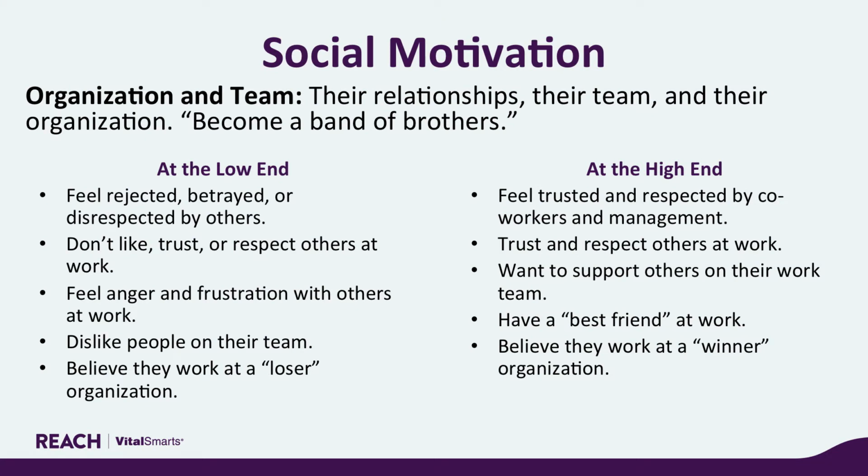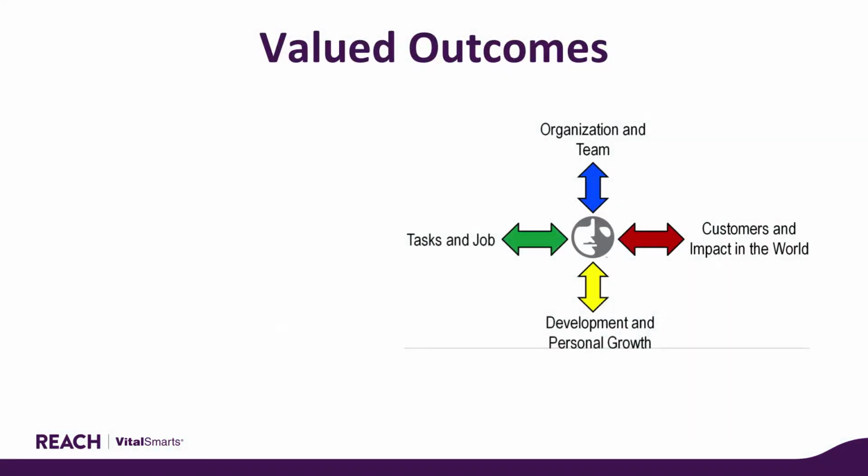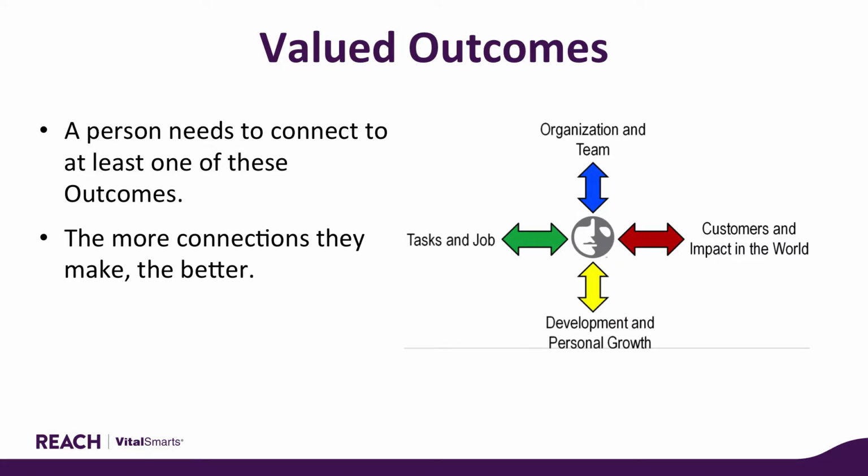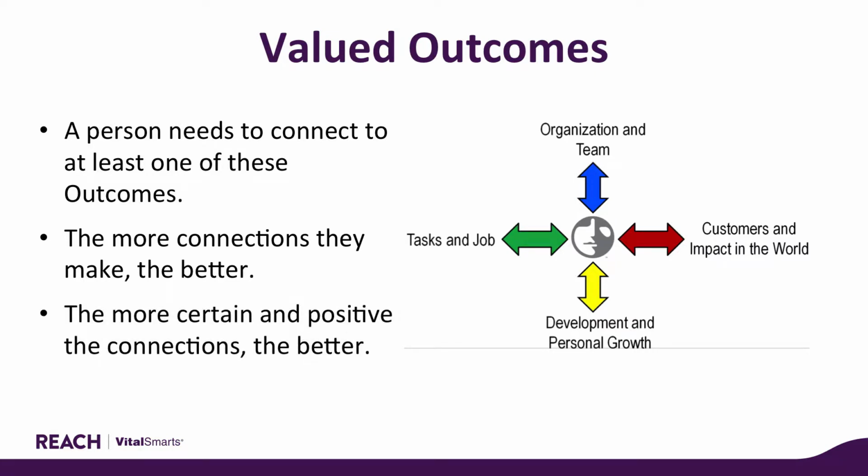At Vital Smarts, I think we have a fair amount of this. Feel trusted, respected, and trust and respect others. Feel like others are willing to support us, that we have best friends there, and that we're working for a winning team, right? Now, if you put this together, my argument is that in order to have engagement, you've got to have people connect to at least one of these outcomes, preferably all of them. The more connections, the better, and the more certain and the more positive the connections, the better, right? So that's kind of what we're looking for.